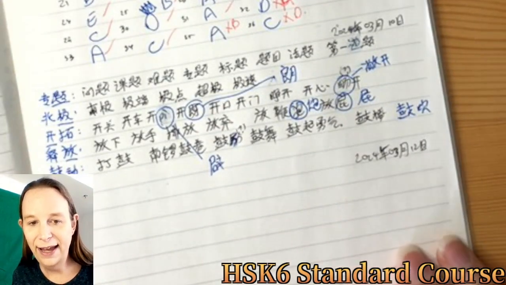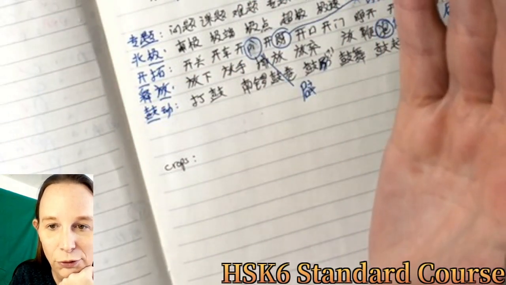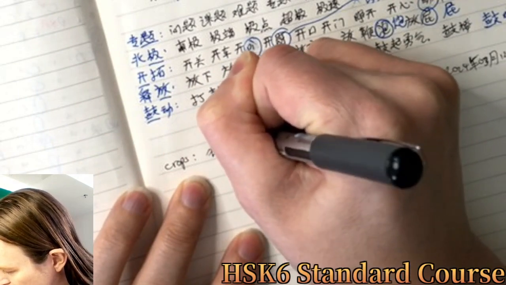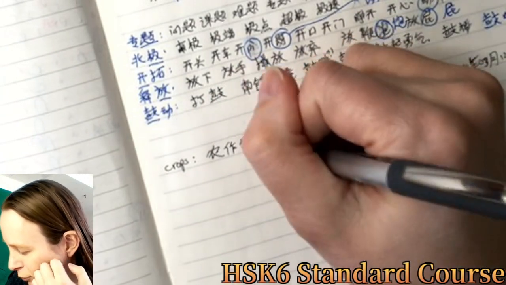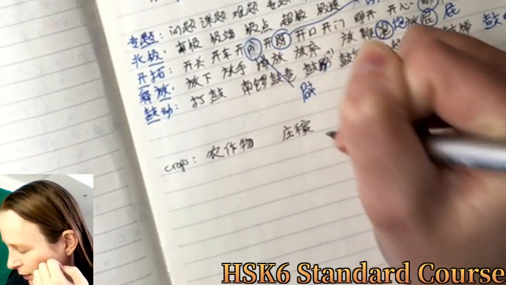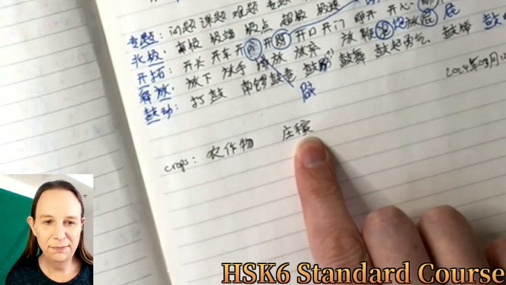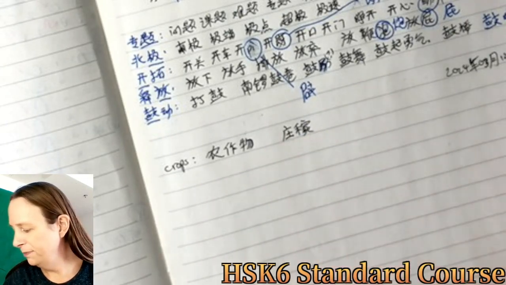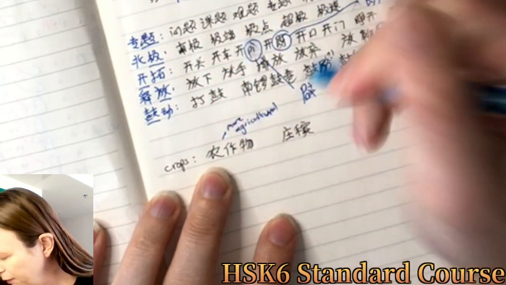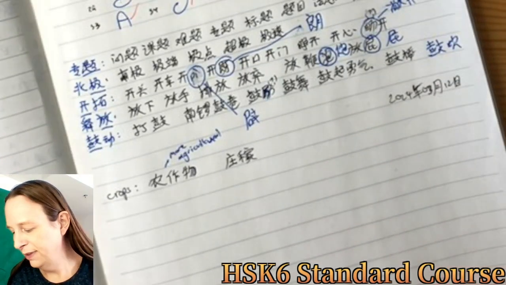So, first let's do crops. There's two of them. There's 农作物, and then there's 庄稼. 庄稼 is more agricultural, and 农作物 is just crops. Maybe you grow 庄稼 at home. This is more agricultural. 庄稼. Oh, the other one's 粮食. All right, crops and livestock.